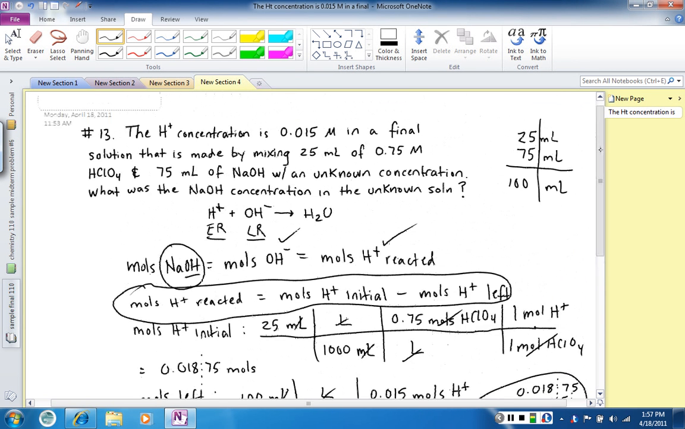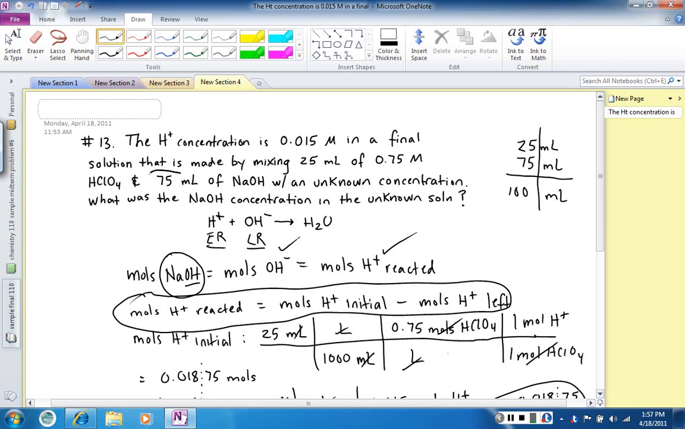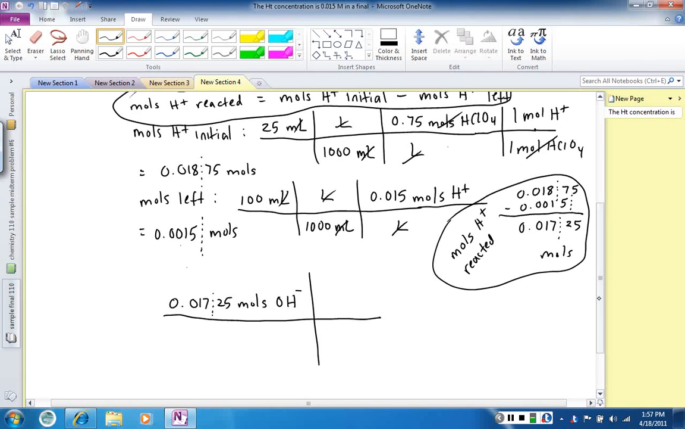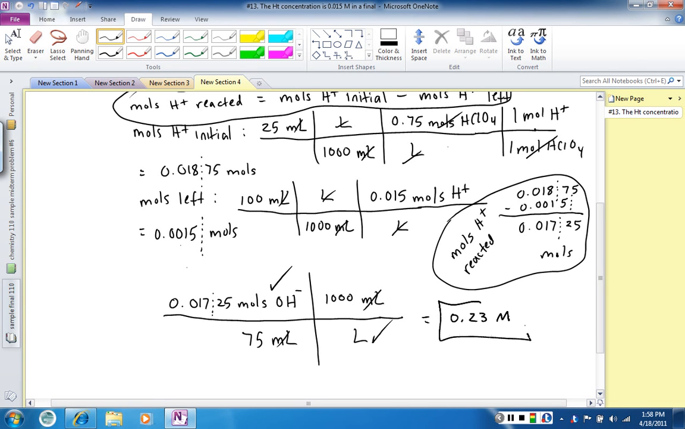Now remember, our OH minus came from an unknown solution of 75 milliliters. So now we got to use that 75 milliliters of volume, but we're after molarity, which is liters, so we're going to put it into liters. So now we have moles of OH minus per liter, which is molarity, works out to be 0.23 molar. 2 sig figs, of course, because we've been keeping track of our sig figs via our dotted lines.